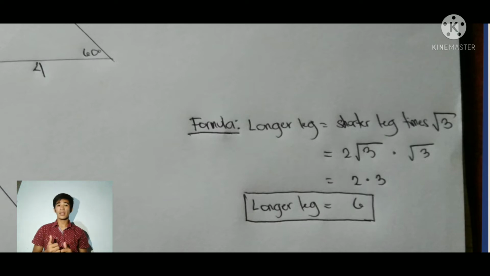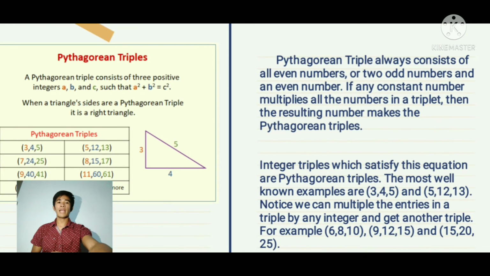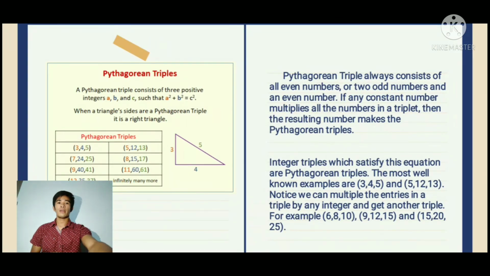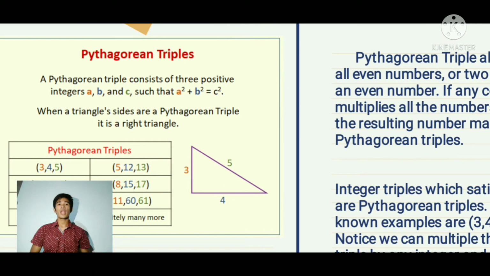So, did you get? Okay. The last type of special right triangles, which is Pythagorean triples. A Pythagorean triple consists of 3 positive integers, so a and b and c, such that a squared plus b squared is equal to c squared. When the triangle sides are Pythagorean triple, is a right triangle.